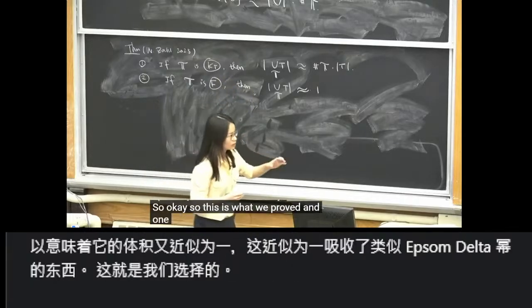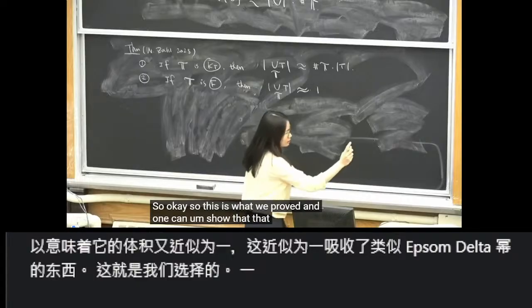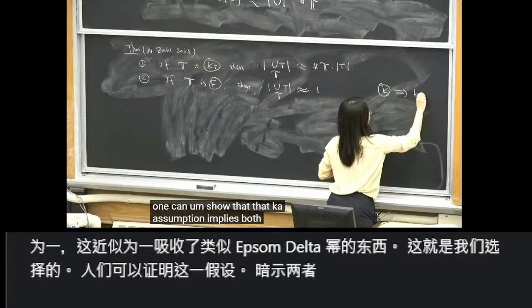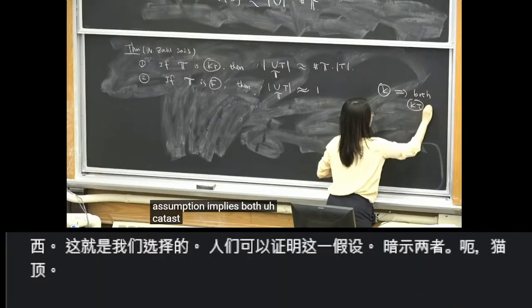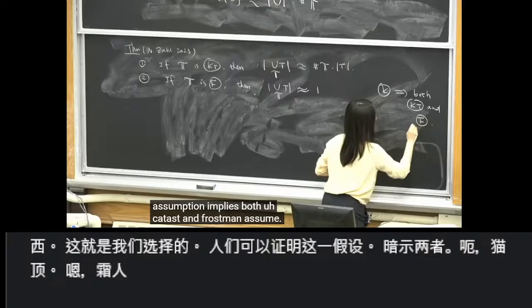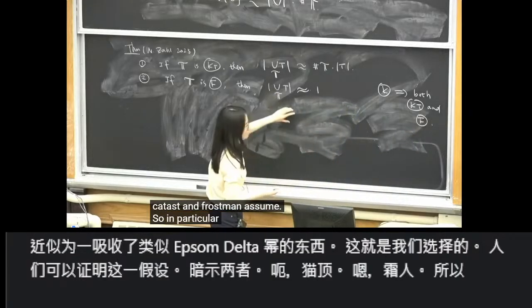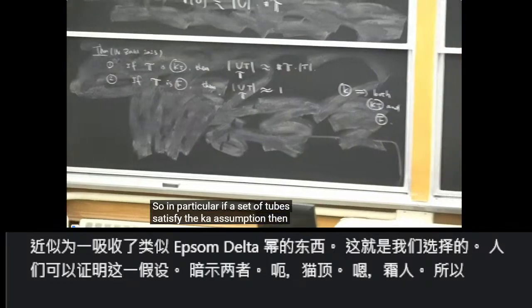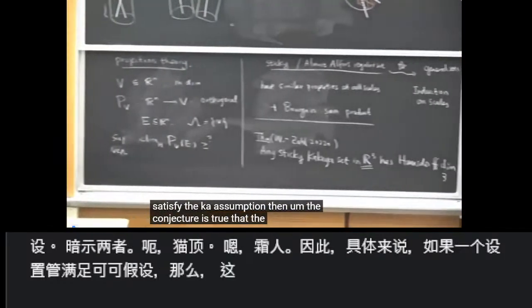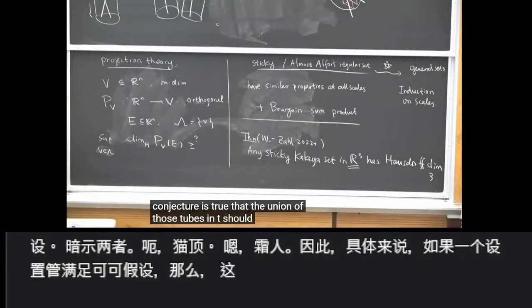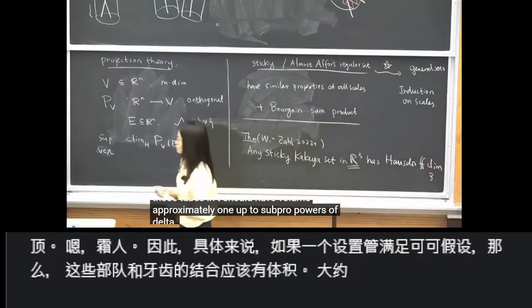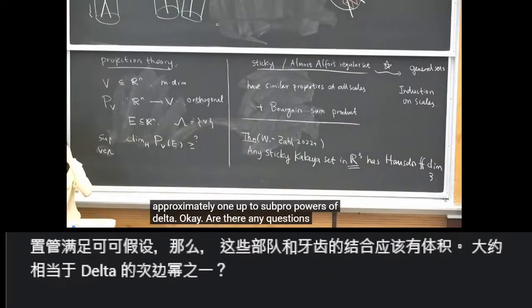And one can show that the Kakeya assumption implies both the Kakeya and Frostman axioms. So in particular, if a set of tubes satisfies the Kakeya assumption, then the conjecture is true: the union of those tubes in T should have volume approximately 1 up to subpolynomial powers of delta. Okay, are there any questions about it?